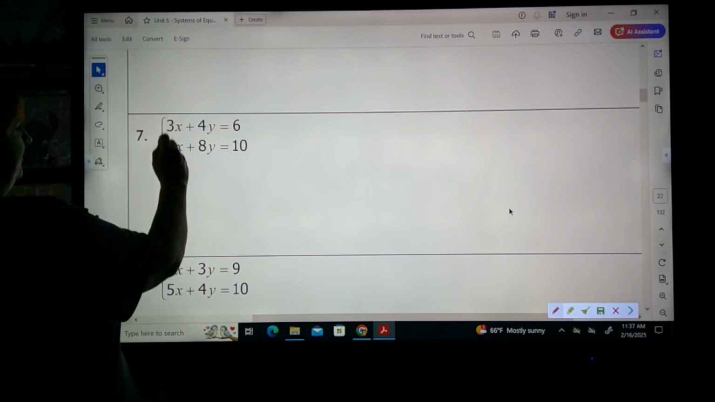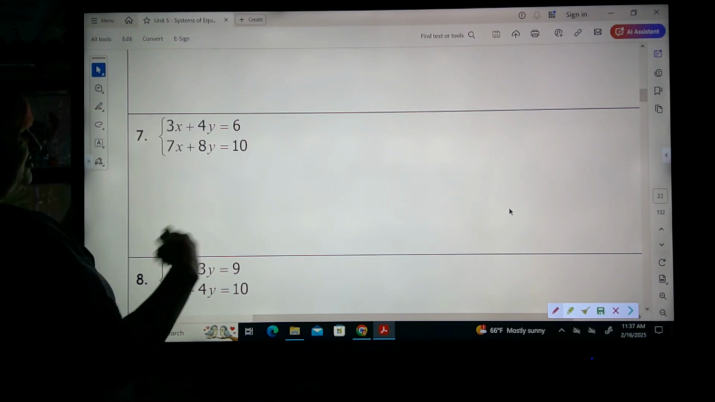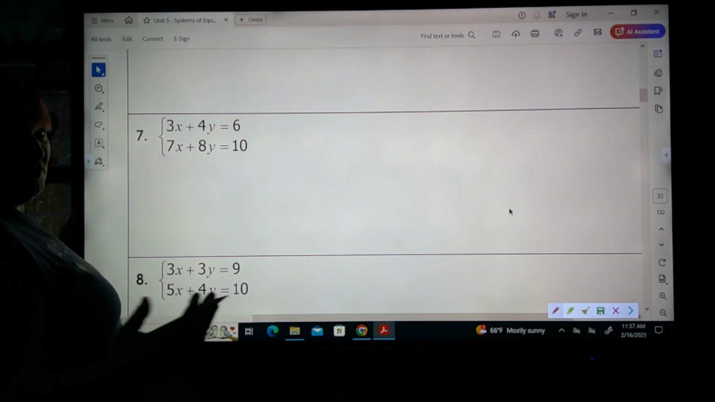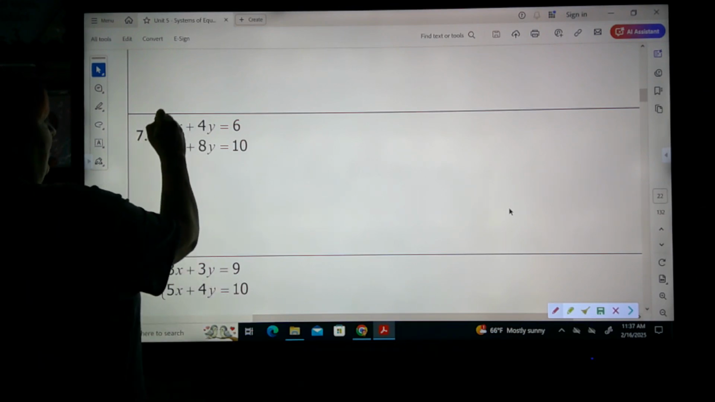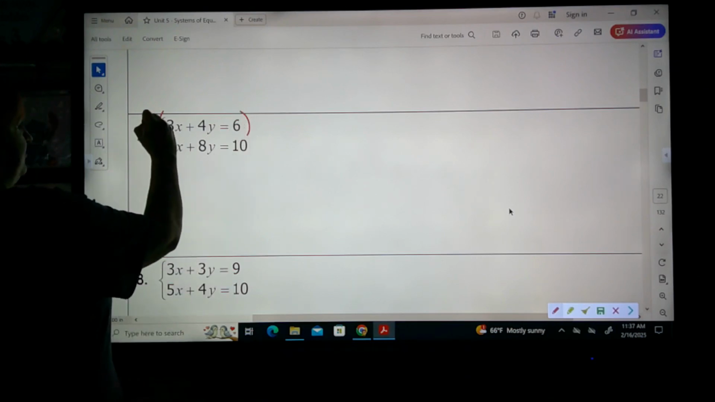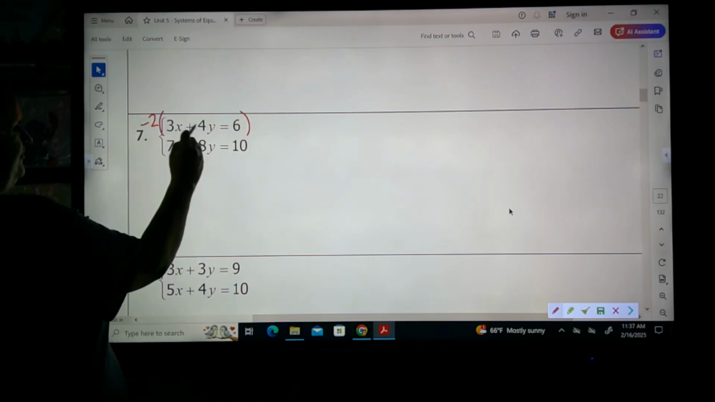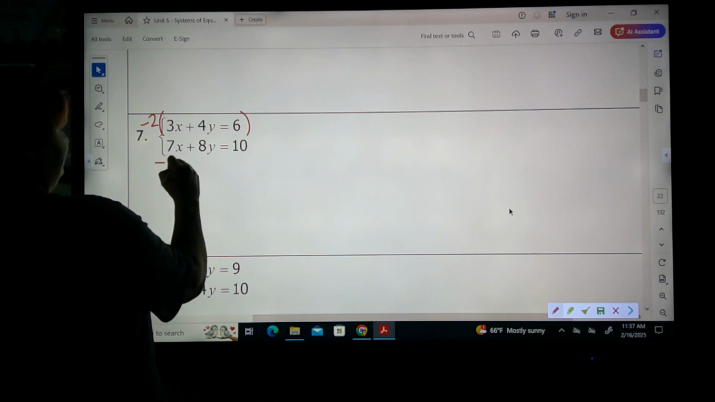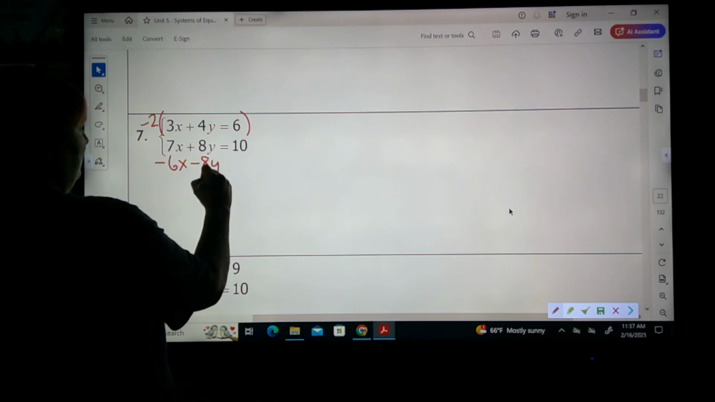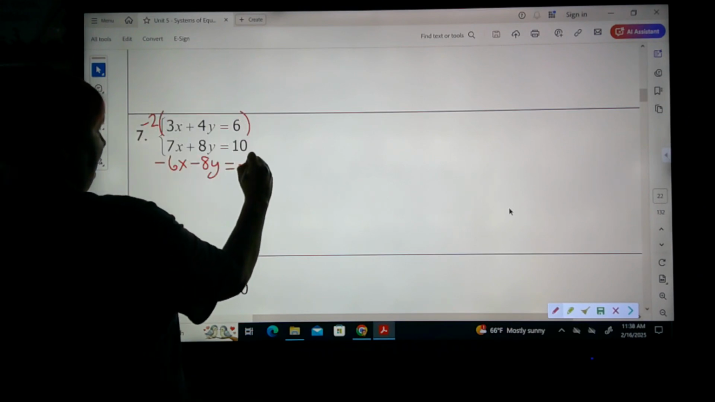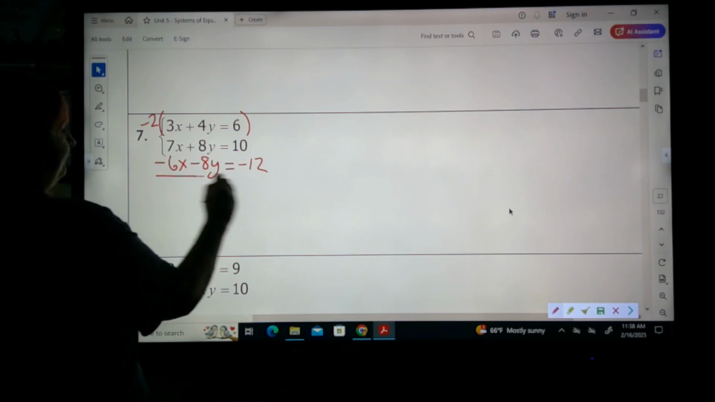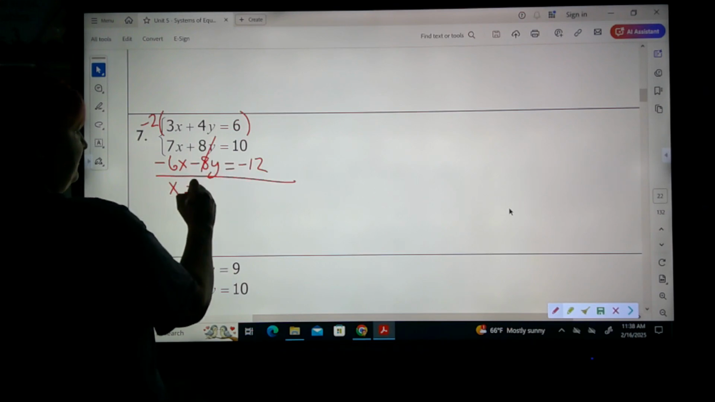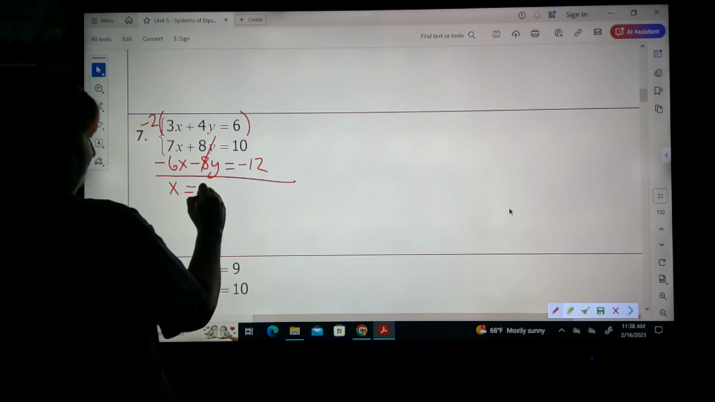Alright? The greatest multiple here is 21, so I could use that. But the greatest multiple here is 8, which means I only have to change one equation. So I want this to be negative 8, so I need to multiply it by negative 2. Because negative 2 times positive 4 will give me the negative 8. Alright, so now we have negative 6x minus 8y equals negative 12. Right? 7x minus 6x is x. Cancels. Negative 2.